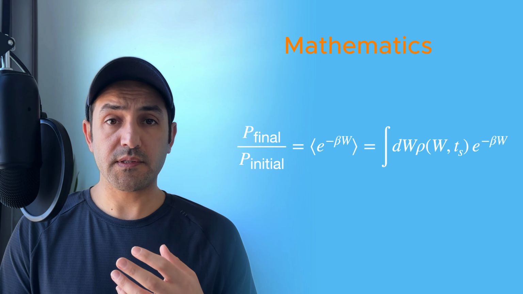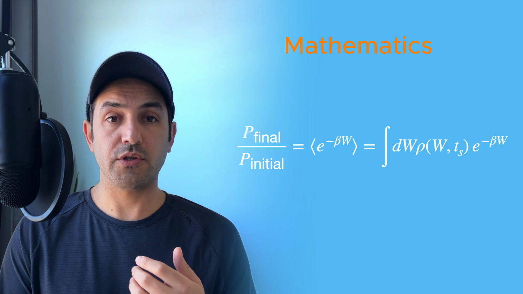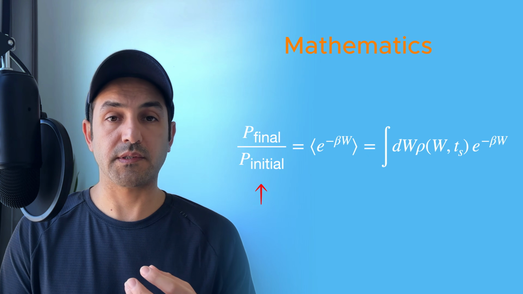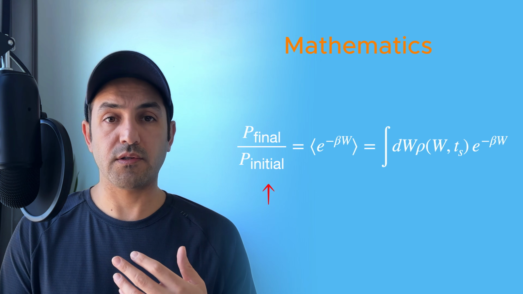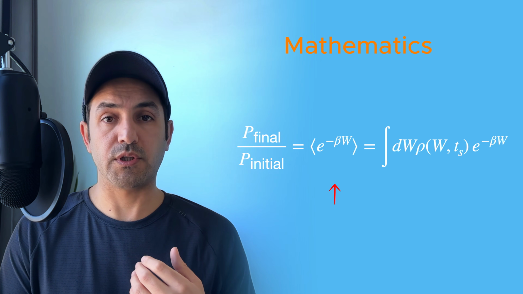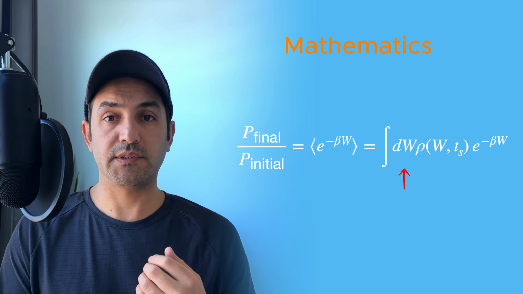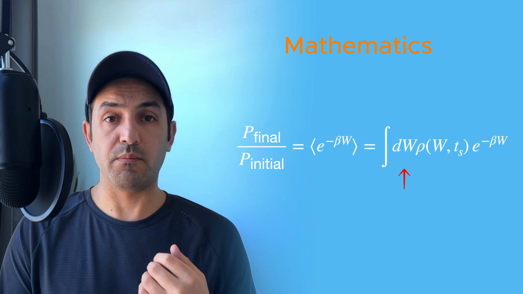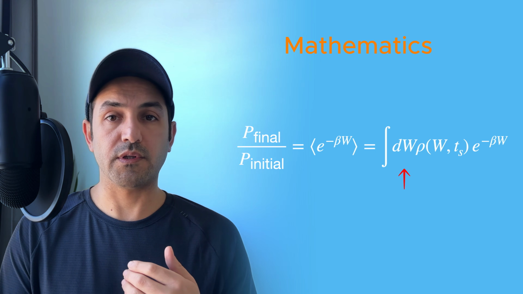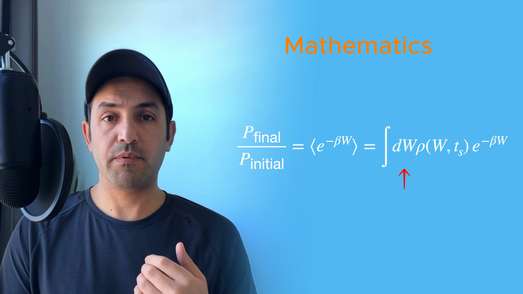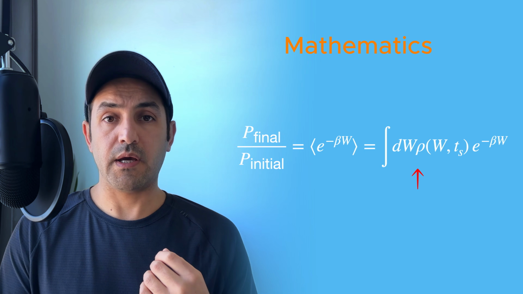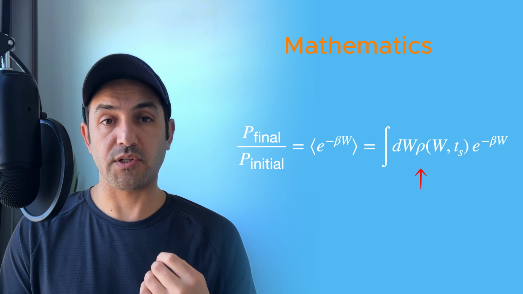Now, Jarzynski's equality relates the free energy of two equilibrium states, which is just the ratio of their states' probabilities, using an ensemble average of the exponential term. Here the sum is over all possible trajectories, each characterized by the amount of work W delivered to the system in a fixed period Ts. And ρ is the density of these trajectories.